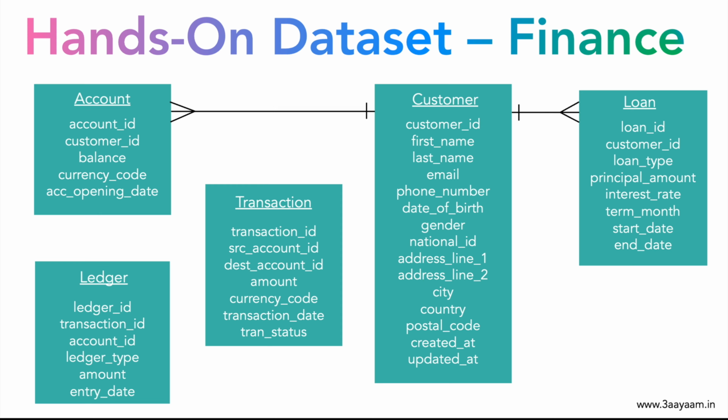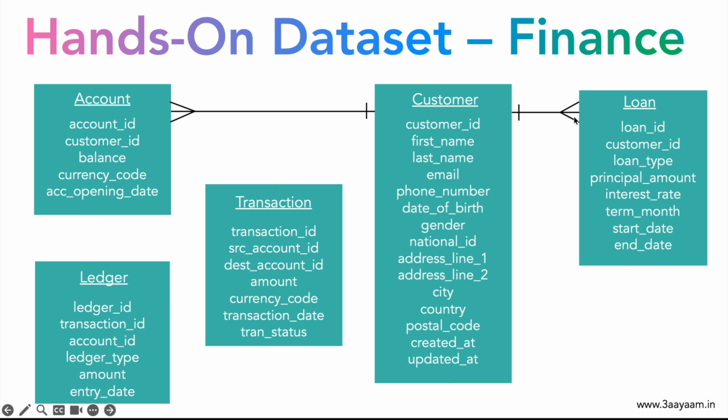Then the customer and loan table. So these are also related using one-to-many relationship between customer and loan. So each customer can have multiple loan accounts, but each loan account will only have one customer associated with it. There cannot be a single loan account which will have multiple customers. So each loan will have only one customer, but a single customer can have multiple loans.